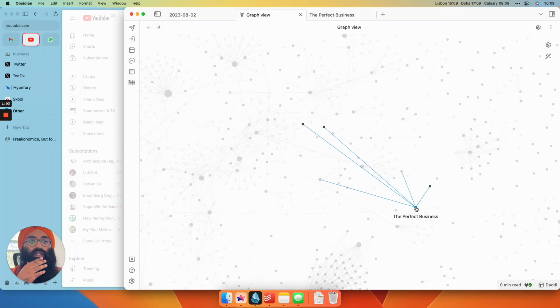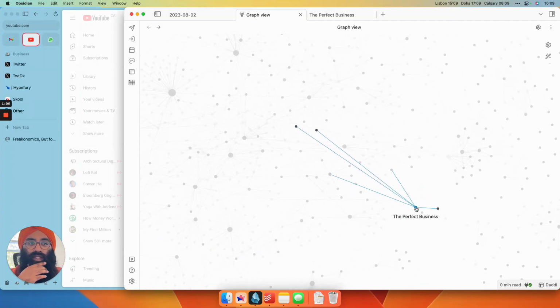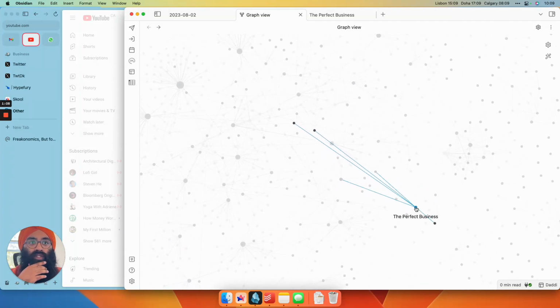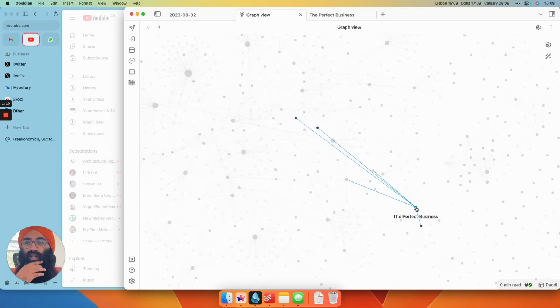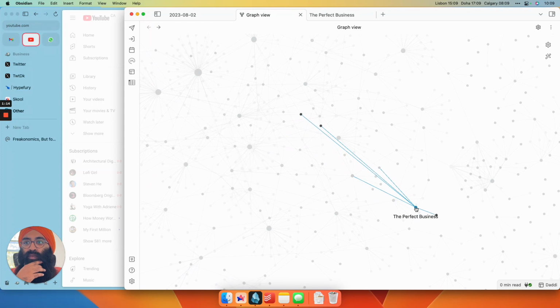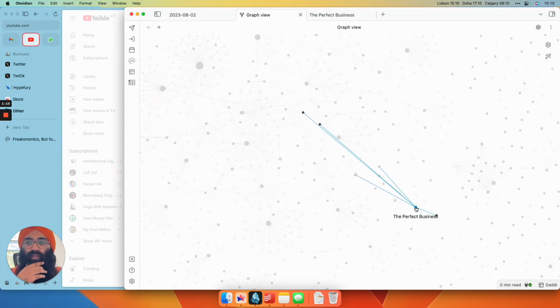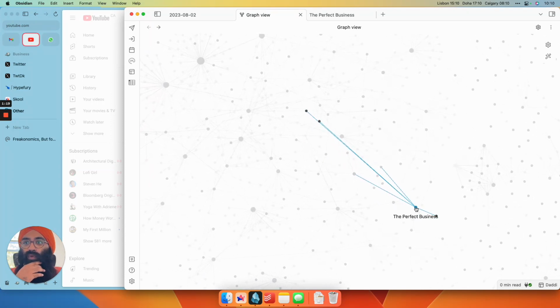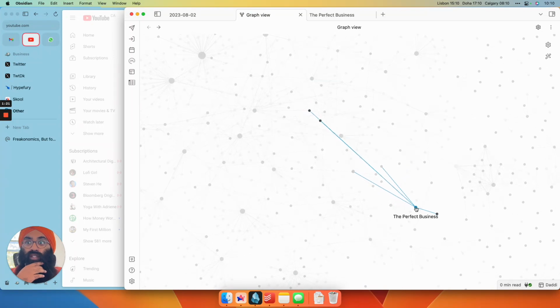The reason this sparked in my mind is I just listened to a podcast two days ago where somebody talked about their definition of a perfect business. Then I jumped into my graph view and lo and behold, I already have a note called The Perfect Business. So why wouldn't I try to blend those two ideas together and see where it takes me?